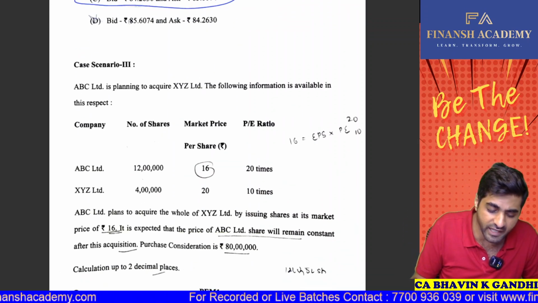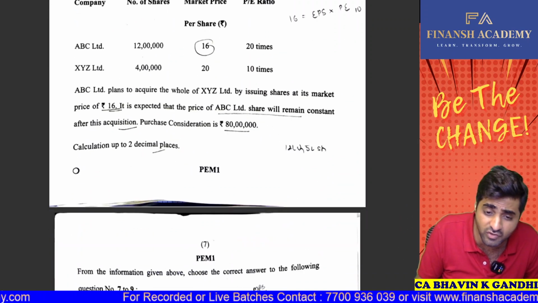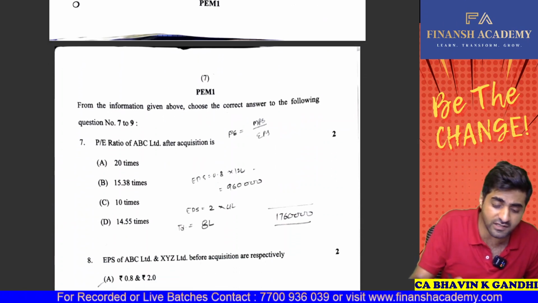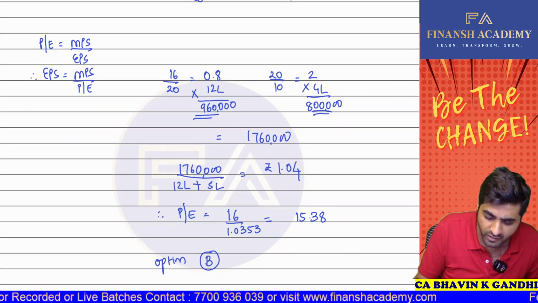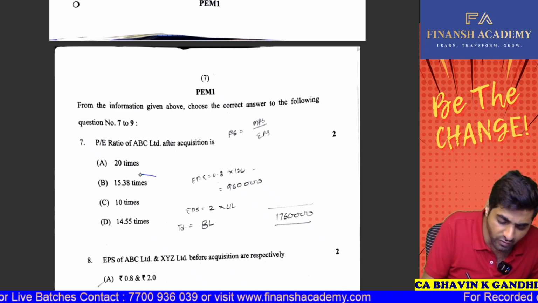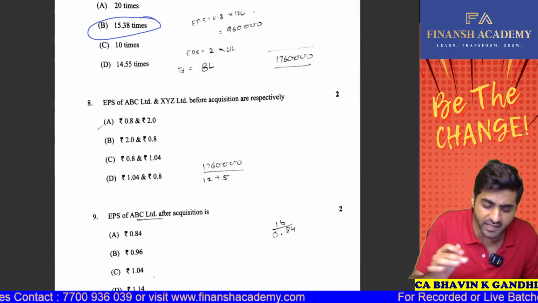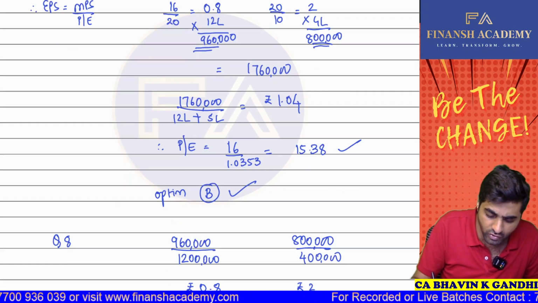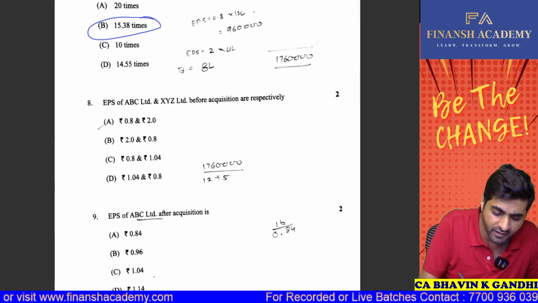Your case scenario 3, which deals with mergers and acquisitions, was also a very, very easy question to solve. In this, your seventh question turns out to be option B, which is nothing but 15.38. So 15.38 times should be your answer. And your eighth question deals with the EPS of ABC and XYZ before acquisition. This will lead to 0.8 and 2 rupees. So that is your option A.